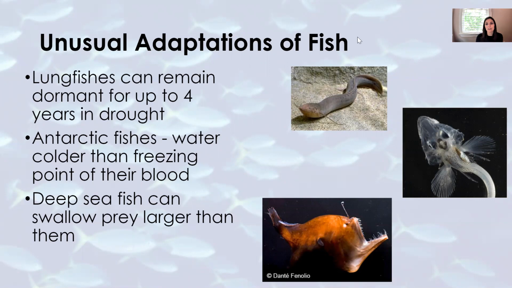Some examples. This is a lungfish. They can remain dormant for up to 4 years in a drought. They can live where water has dried up, in mud. They'll curl up in the mud, a film forms over their nose, and they can live there for up to 4 years until water comes back. They have a swim bladder modified to act like a primitive lung, so they can actually breathe atmospheric air.